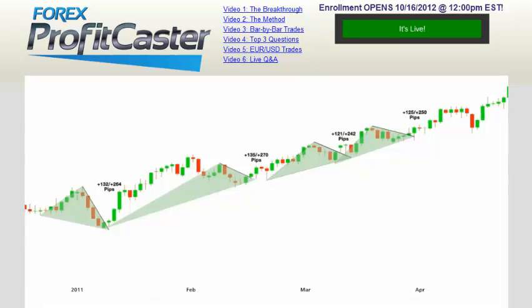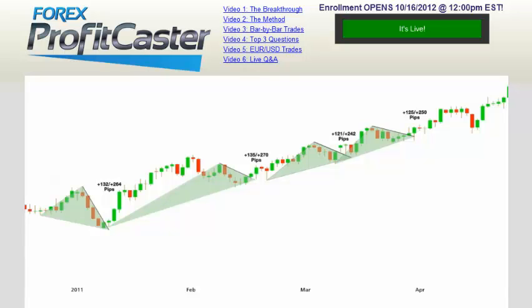Hi everybody, Bill Poulos here, and I'm looking at a Euro US dollar daily candlestick chart with the Forex ProfitCaster triangles applied. Now this goes all the way back to January 2011. The reason I'm showing you this is we've had a lot of questions from many of you around how the Forex ProfitCaster has performed historically. So that's what this video is all about.